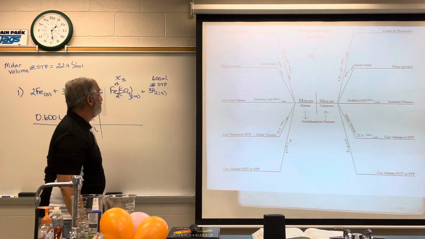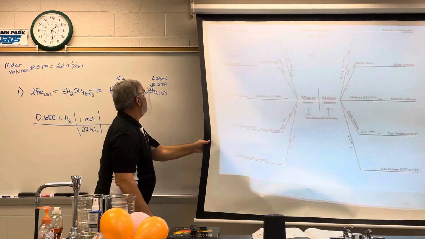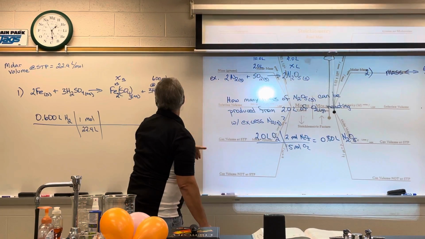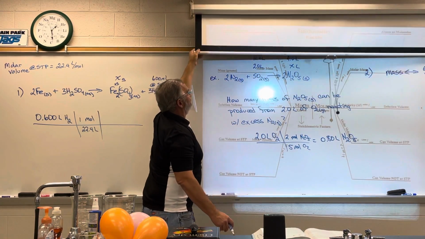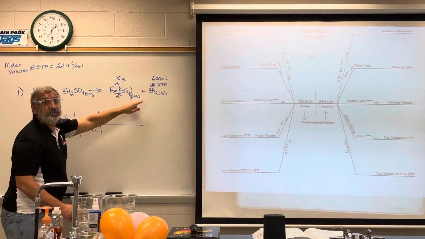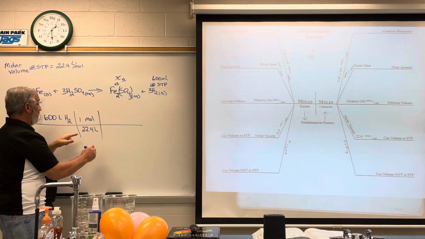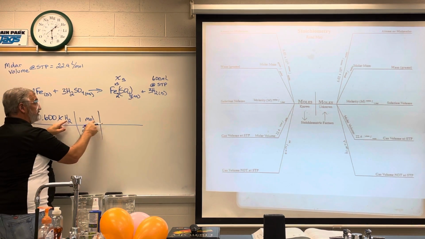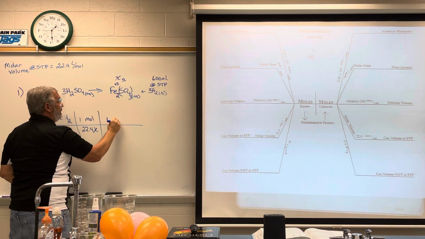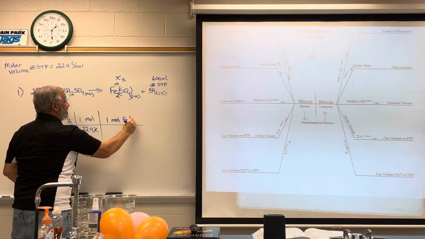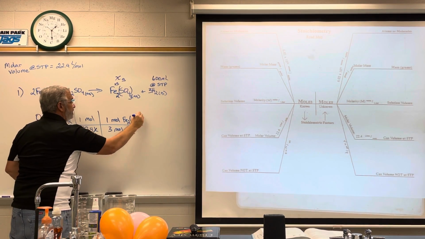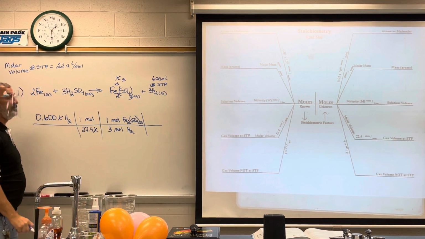The ratio. And from our balanced equation, the ratio, it's right here in front. It is 3 to 1 or 1 to 3. I always have what I'm looking for on top. I have liters here. I need moles of hydrogen, so moles of hydrogen go on the bottom. So it's going to be 1 mole Fe2(SO4)3 for every 3 moles of hydrogen. Now how do I go to grams?